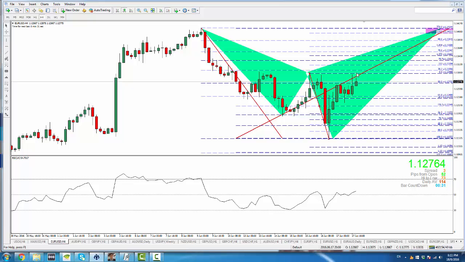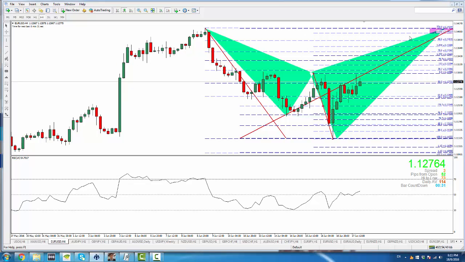So I expect next week euro dollar to continue going higher until it reaches the 1.14, 1.1415 zone here, where it completes this harmonic sharp pattern. I will not be trading the euro dollar at all.